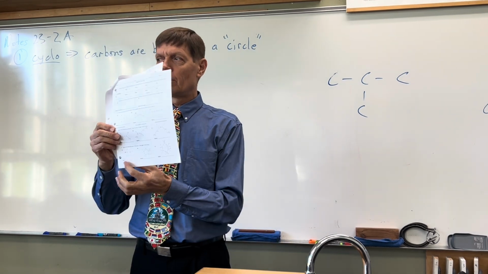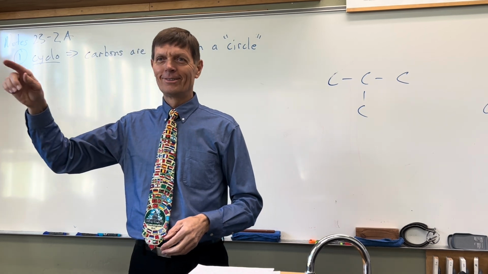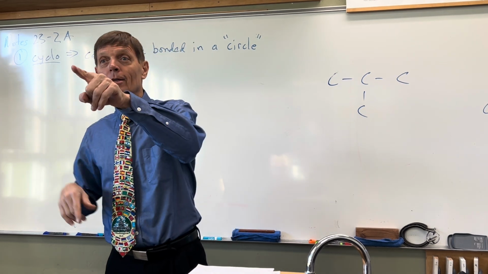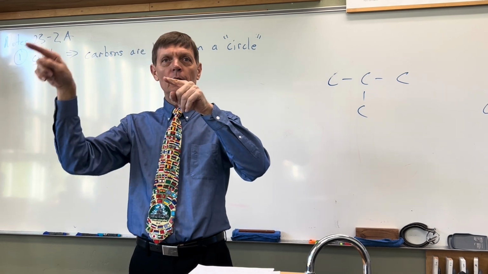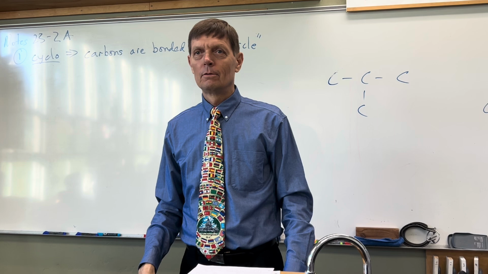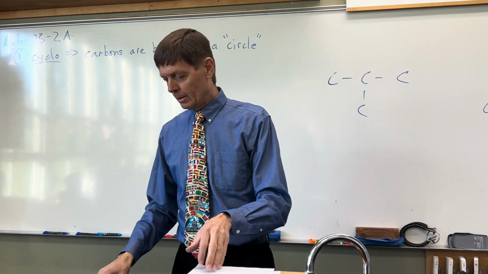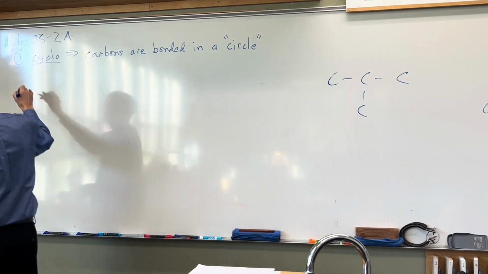Cyclobutane for number 5A. So why is it called cyclo? Carbon. Because the carbons all connect to each other in a circle. And why is it called butane? Because there's 4. So that's the next pretty easy one. You're on your own for the next one, all right?